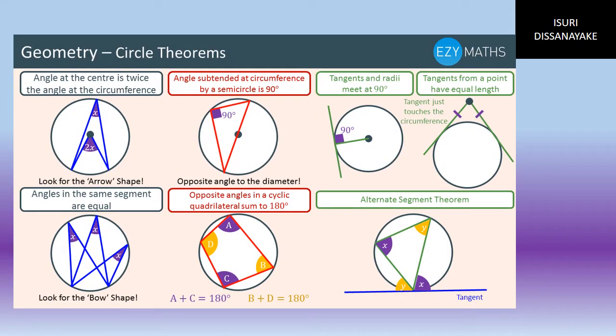In this video, I will discuss two circle theorems. The first theorem is: the angle at the center is twice the angle at the circumference. Next is: the angle subtended at the circumference by a semicircle is 90 degrees.